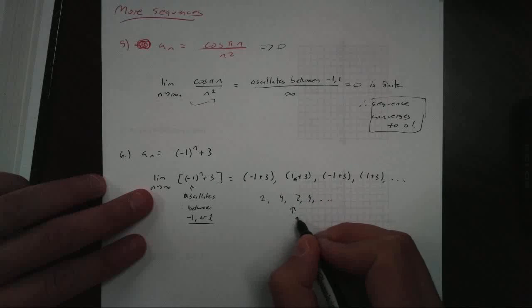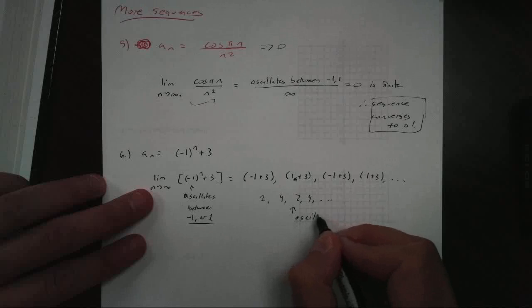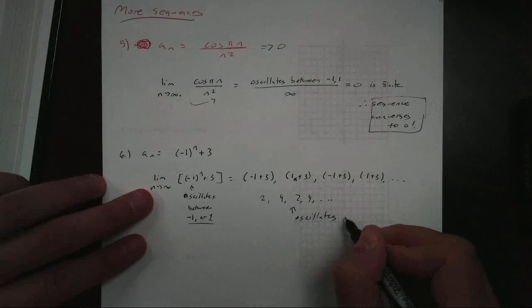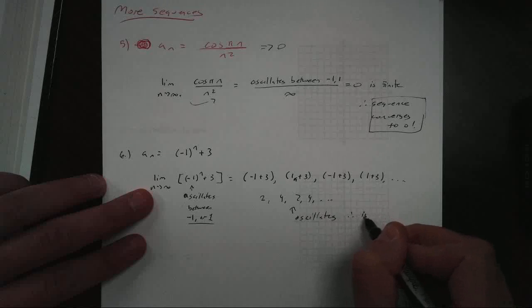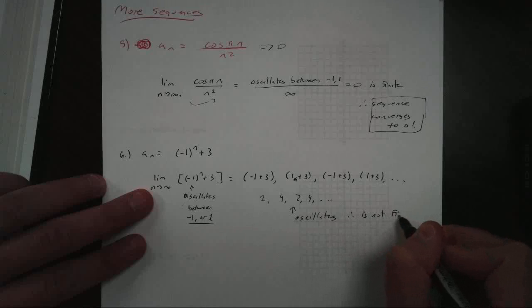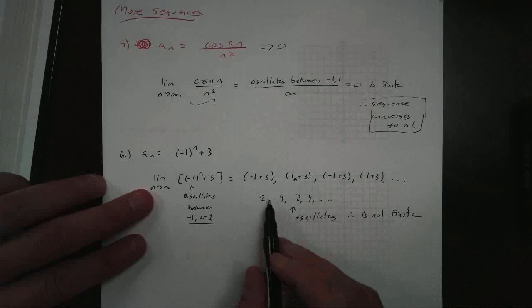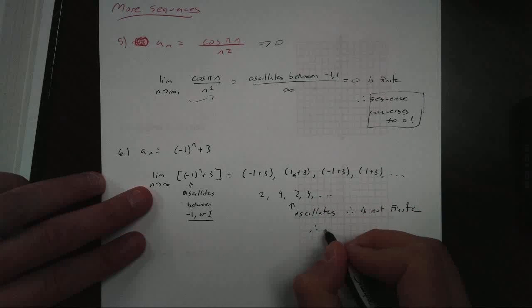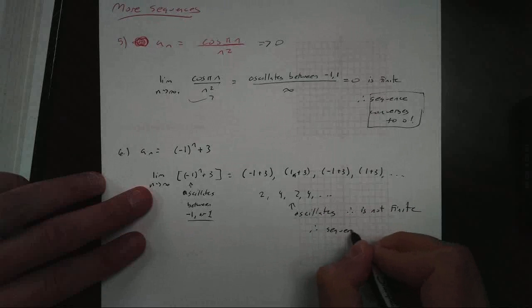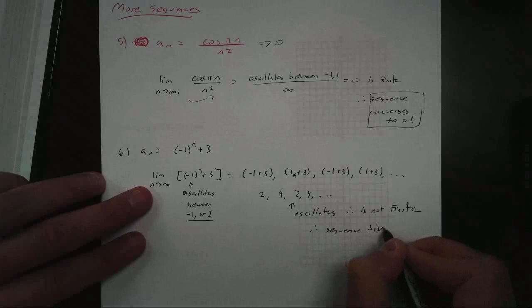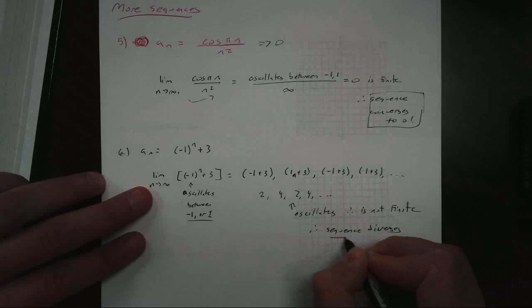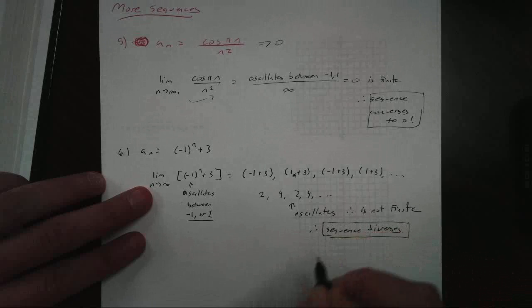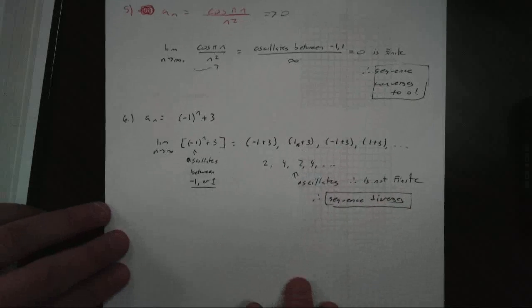Well, this oscillates. It just oscillates, and therefore is not finite. When you're finite, you're going to be a number. You're going to pick one or the other, not both. So this is not finite, and therefore this sequence diverges. And there's our answer. So a little bit of work there.